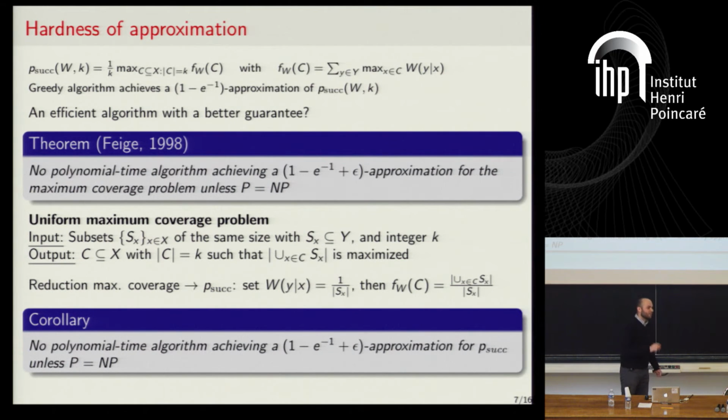Okay, or rather, we can encode the maximum coverage problem in the noisy channel coding problem. Okay, so as a corollary, we get that there's no polynomial time algorithm achieving an approximation ratio that is better than 1 minus 1 over e. Okay, so basically, if we're interested in the approximation factor for this noisy channel coding problem, it's 1 minus 1 over e.